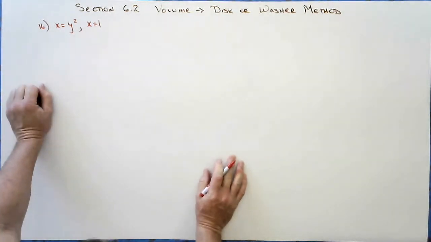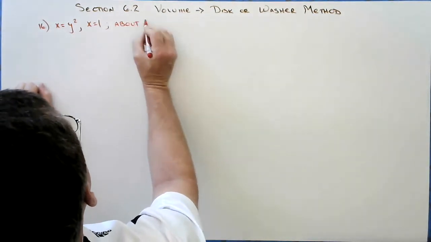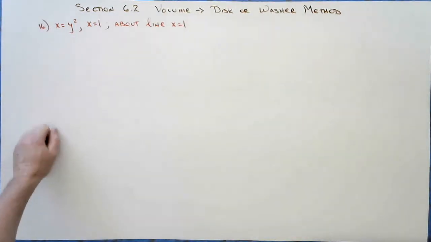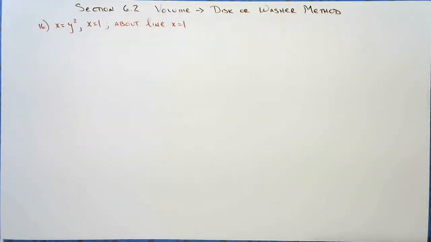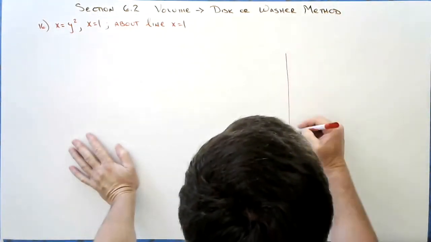And they want us to go about the line x equals 1. Okay, so we're not going about an axis here. We're going to go about the line. Again, we want to start with a solid sketch, right? A solid sketch.